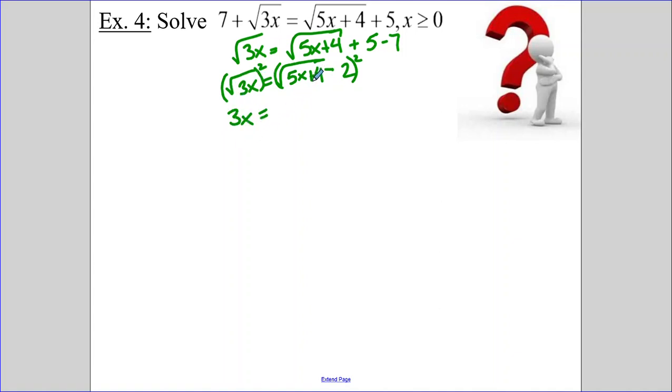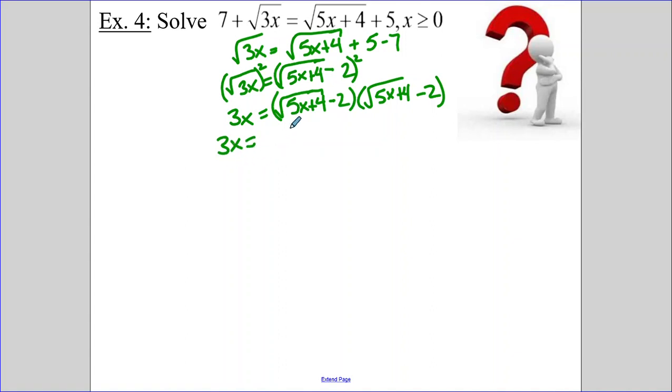But over on this side, remember this is like saying if it's squared, that's 2 of them. So root 5x plus 4 minus 2, and then remember we said there's 2 of them. So root 5x plus 4 minus 2. And now we're left actually FOILing our second term out.